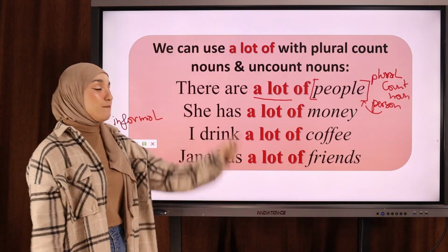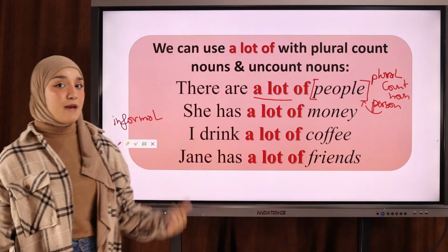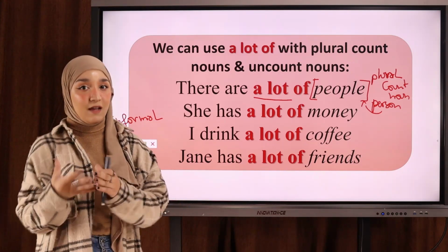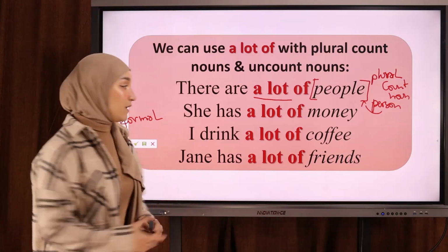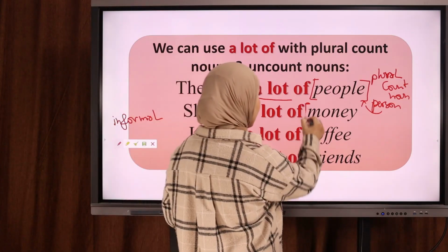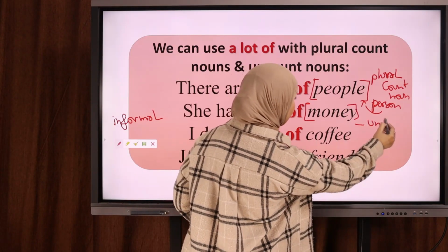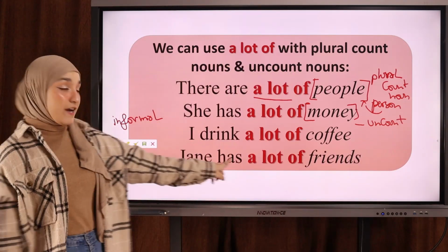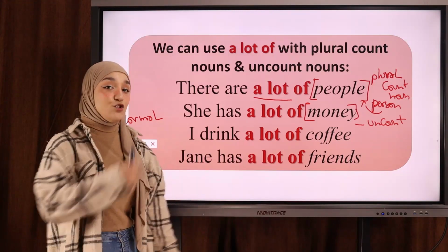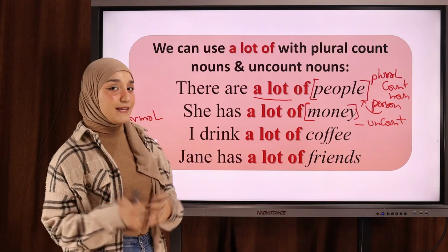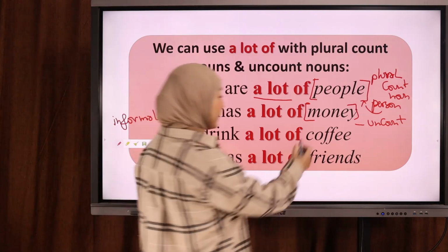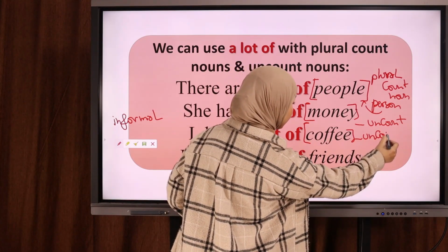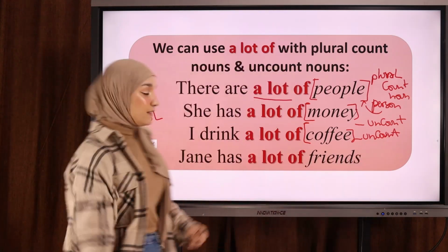She has a lot of money. هي تملك الكثير من المال. I want to say that she has a large number of money. تملك كم عديد أو هائل من الأموال. Okay, so a lot of money. Money here is uncountable, من الأشياء الغير قابلة للعد. Okay. I drink a lot of coffee. أنا أشرب الكثير من القهوة. Okay, so coffee is also uncountable. هي أيضا ضمن الأشياء الغير قابلة للعد.